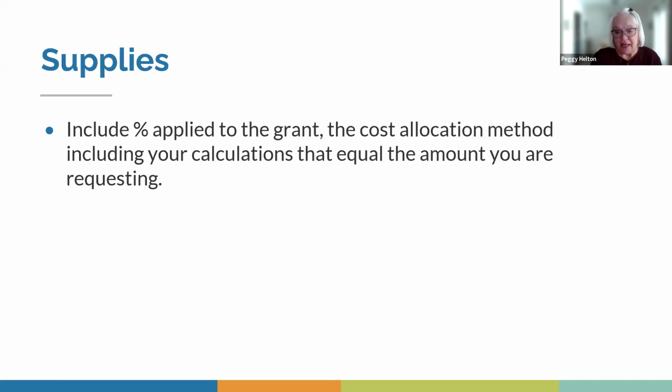So supplies. Supplies is something where typically you have general supplies over the agency, and then you use your cost allocation method to see how much can be applied to this grant. So you need to include your percent applied to the grant, the cost allocation method that you used, and your calculations that equal the amount that you're requesting.